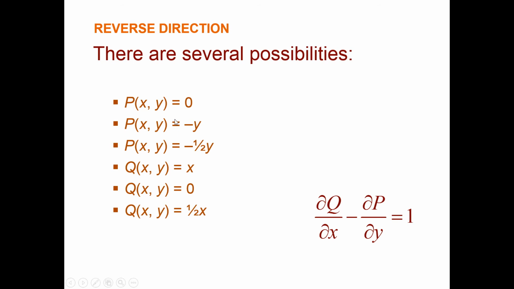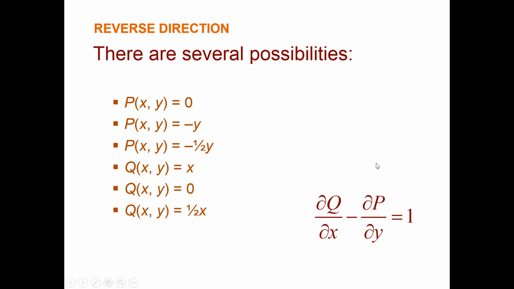That is, if P is 0, then the partial derivative of P with respect to y is 0, and Q is x, so the partial derivative of Q with respect to x is 1, and the difference is 1. If P is minus y, then the partial derivative of P with respect to y is minus 1, which will make it 1, and in that case Q must be 0, or Q must be a constant. Or P is equal to minus 1/2 y, and Q is equal to 1/2 x.